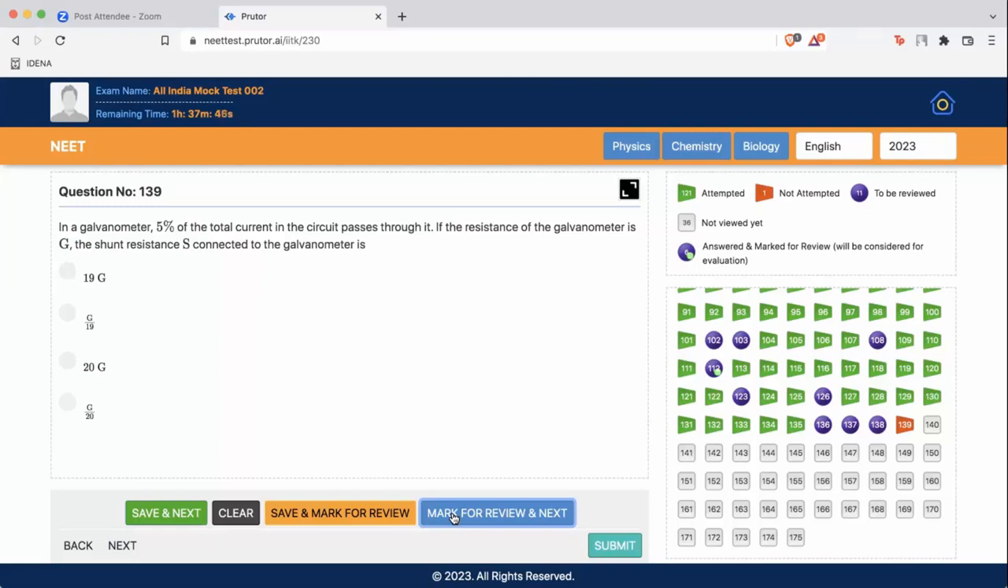The current flowing through is nothing but G by G plus S into I. It's given that 5% of the current is passing through it, so that's I by 20. S is equal to 19G. Sorry, G is equal to 19S. S is equal to 19G. No, sorry, S is equal to G by 19.